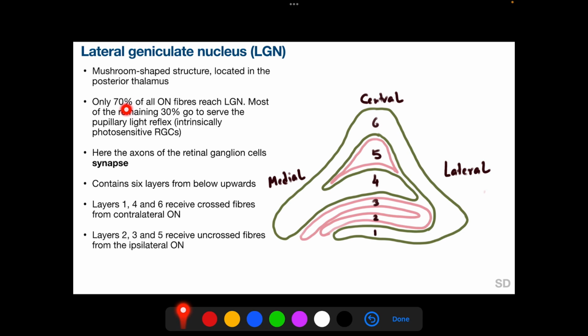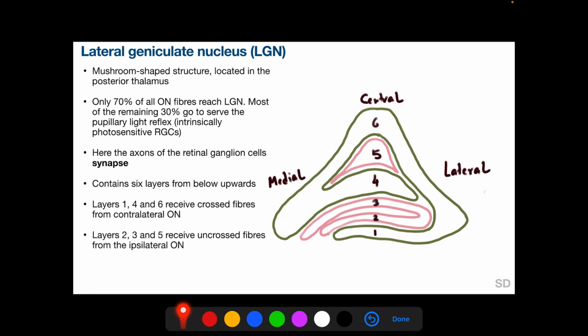Only 70% of all optic nerve fibers reach the lateral geniculate nucleus, and most of the remaining 30% go to serve the pupillary light reflex, and the retinal ganglion cells supplying the pupillary light reflex are said to be intrinsically photosensitive retinal ganglion cells. At the lateral geniculate nucleus, the axons of the retinal ganglion cells synapse. So this is the first synapse of the visual pathway.